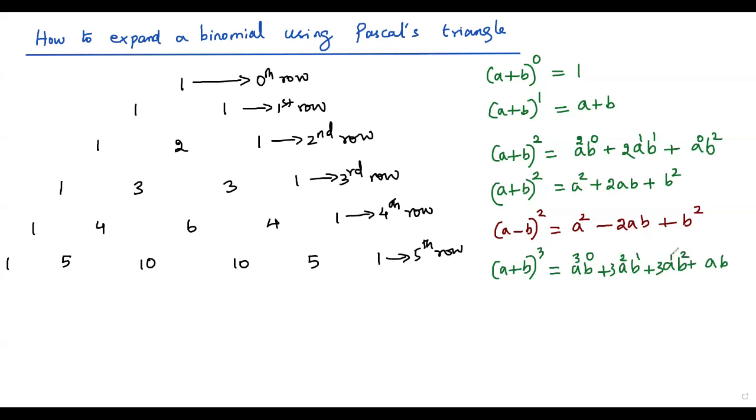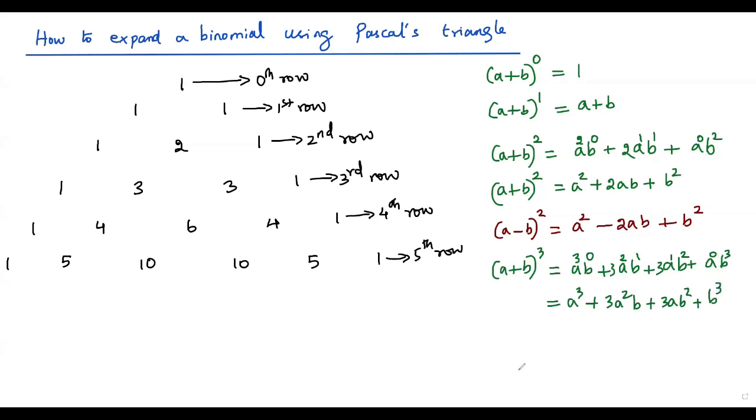So here 2. Again, when I subtract 1 from this exponent, it will become 0. When I add 1 to this exponent, it will become 3. So now b to the 0th power is 1. 1 times a cube is a cube, positive 3a square. B to the first power can be written as b, positive 3. A to the first power can be written as a, b square, positive. So a to the 0th power is just 1. 1 times b cube is b cube.